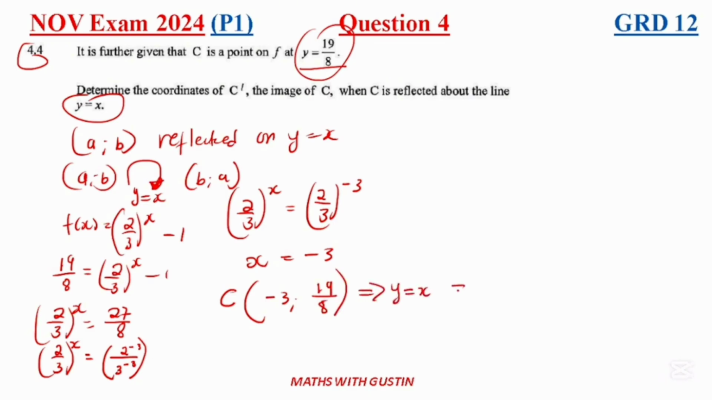So now when you reflect it along the line y = x, it is going to give us an image of, what did I say? We said x and y will swap, so 19/8 will become our x, then -3 here. So this is our new reflection, right? And that was question 4, guys.